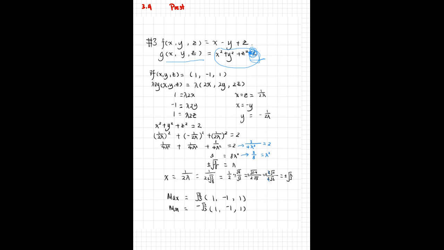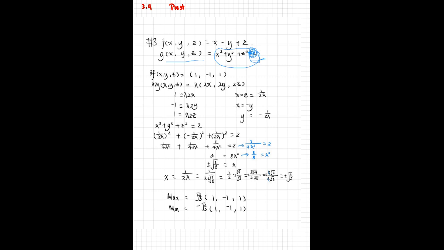And also the equation given, x squared plus y squared plus z squared equal to 2. So I plugged in the numbers: (1 over 2 lambda) squared plus (-1 over 2 lambda) squared plus (1 over 2 lambda) squared equals 2. And then I got 3 over 4 lambda squared equals 2. Then I do the division, and I got 3 over 8 equals lambda squared. I put the radical, and lambda equals plus or minus radical 3 over 8.